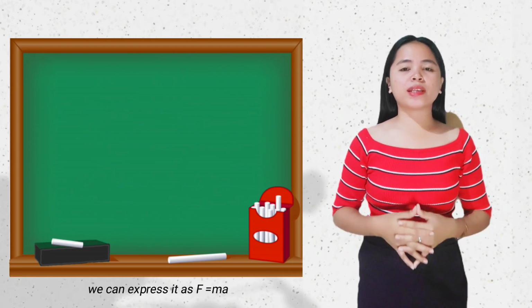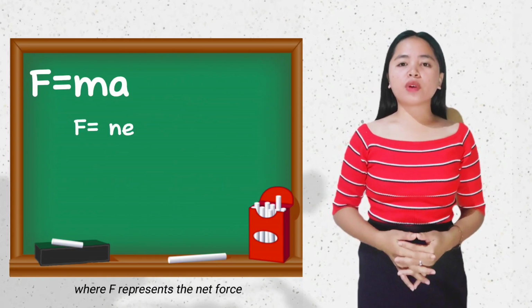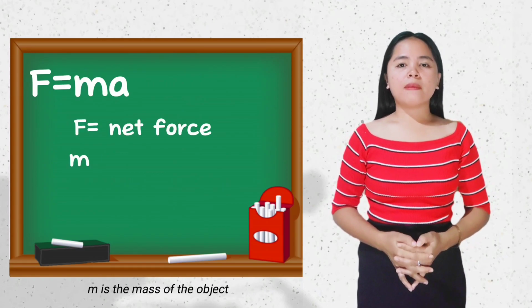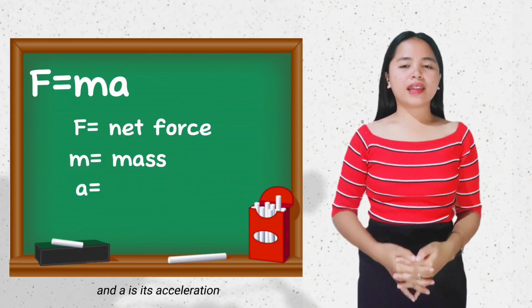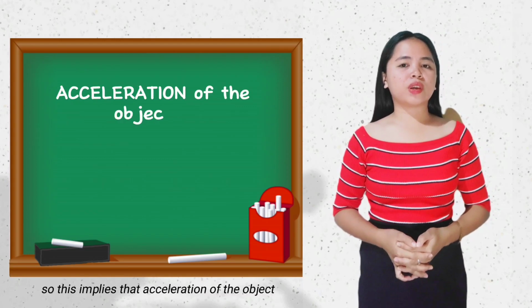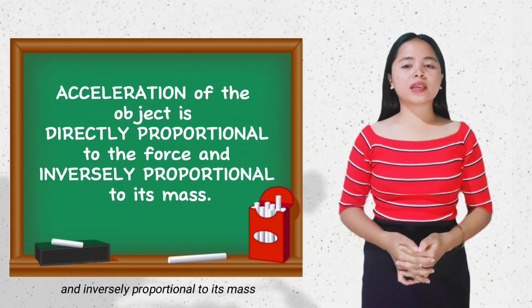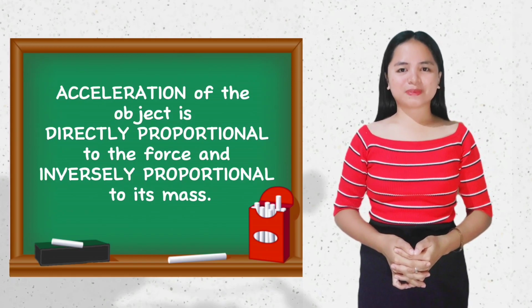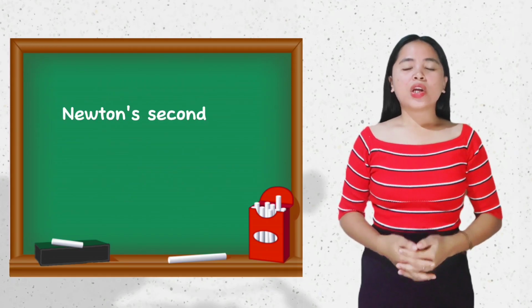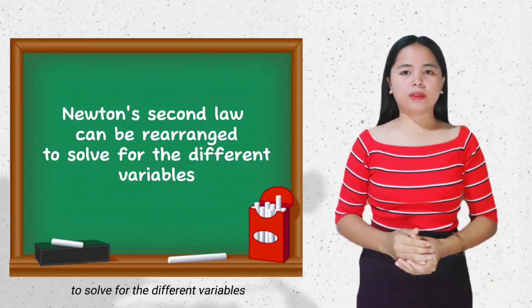Mathematically, we can express it as F is equal to m times a, where F represents the net force, m is the mass of the object, and a is its acceleration. So this implies that acceleration of the object is directly proportional to the force and inversely proportional to its mass.